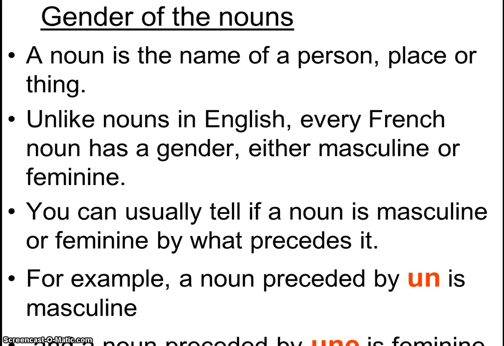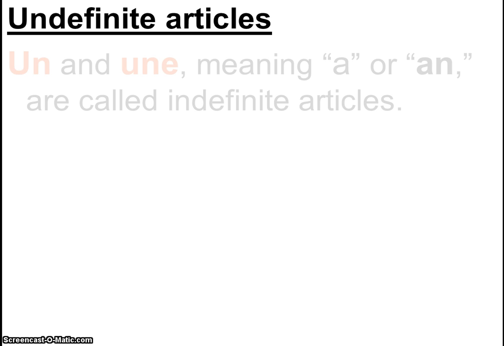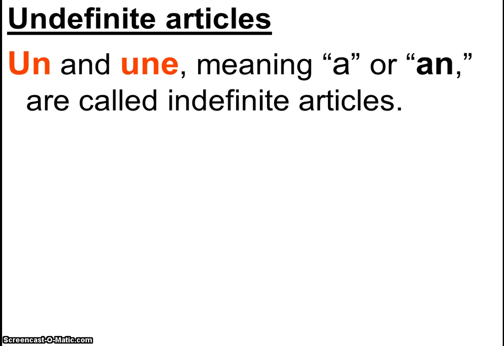You can pause this and take this note really quick. So, indefinite articles. Un and une mean a or an. Remember, in English we use a when the noun starts with a consonant and an when the noun starts with a vowel. They call them indefinite articles even in English.